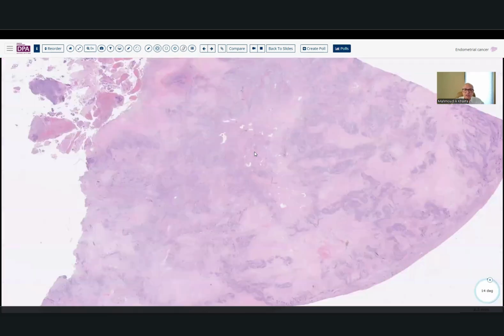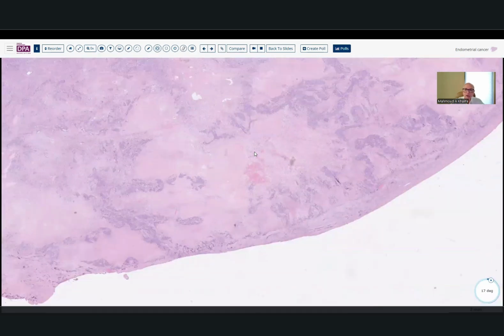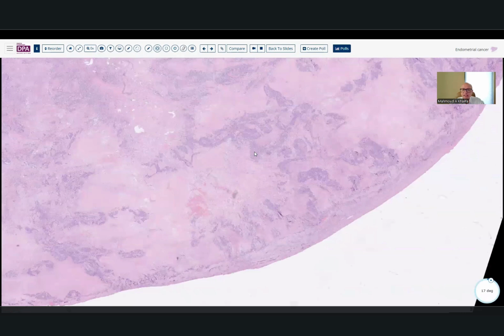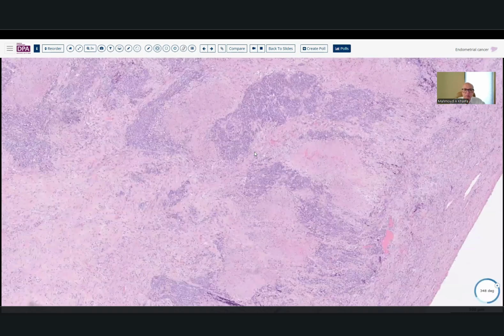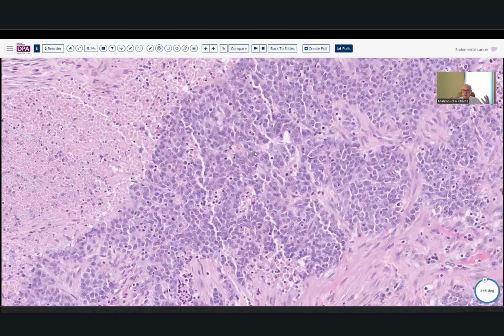Here's another section just to show a lot of necrosis, and the tumor invades all the way to the serosa. But again, I want you to look at the high power morphology of the nuclei. The nuclei are round. The chromatin is open. So this is not serous carcinoma. We don't have the red prominent nucleoli. We don't have glands, so it is not FIGO3 cancer. So this would be a good example of undifferentiated carcinoma.